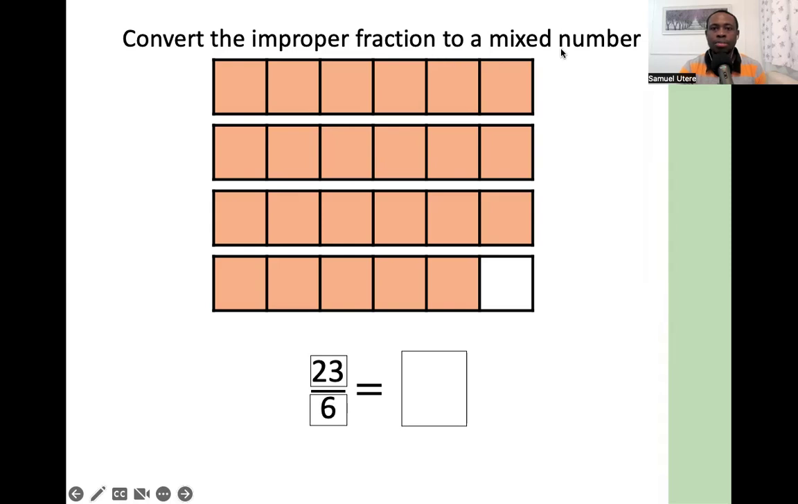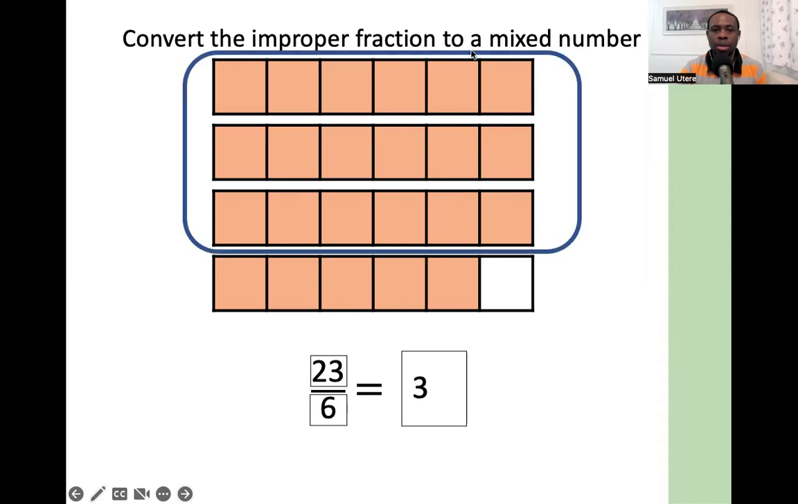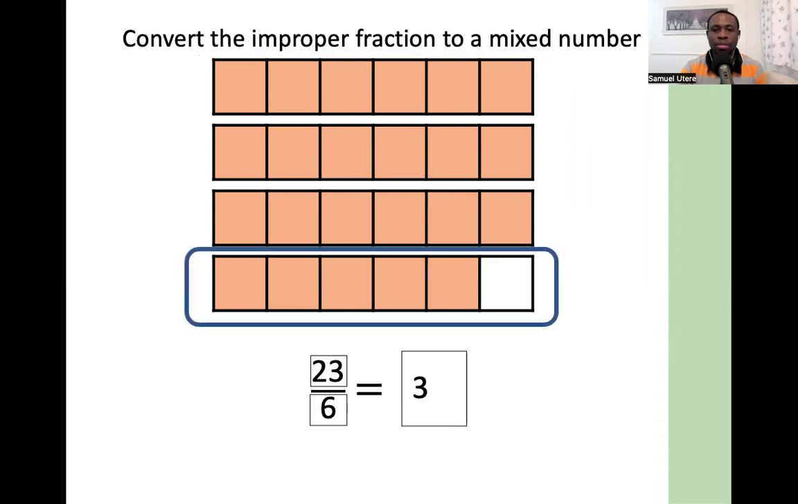But how do we convert it into a mixed number? Remember that we can count the number of wholes. So we have 3 wholes, and we have 1, 2, 3, 4, 5. 5 parts shaded out of 6. So I'm sure you can now see how to relate or see the connection between a diagram, the improper fraction and a mixed number.